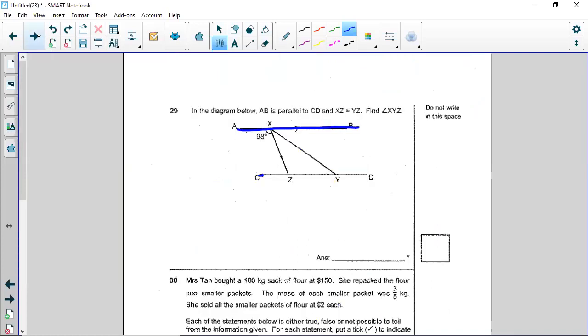Okay, yeah, so AB is parallel to CD. Okay, look for what? Look for Z. You can also look for F. Okay, so when you see two lines parallel, look for Z. And sometimes you may even see an F. Okay, sometimes.